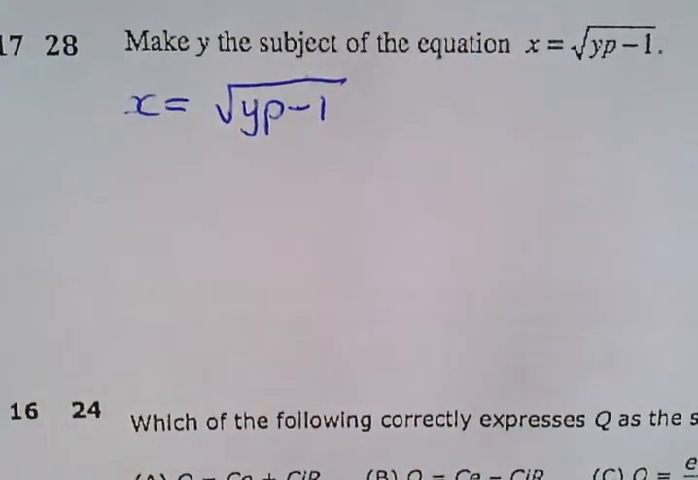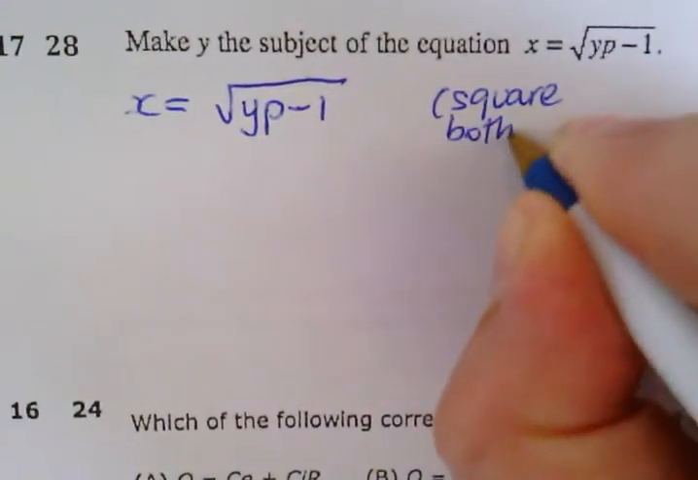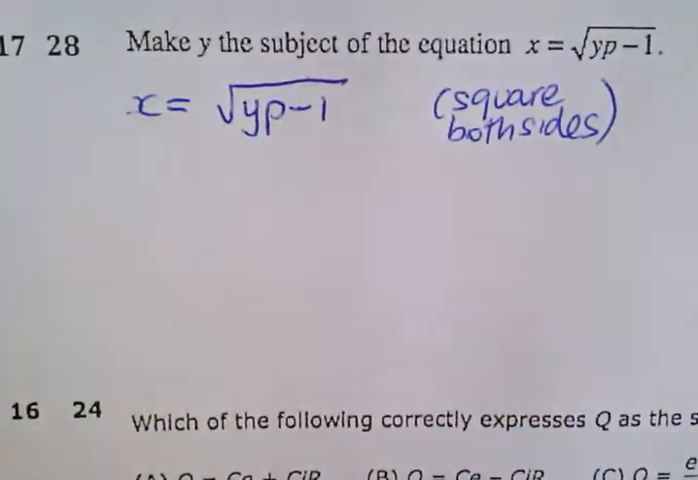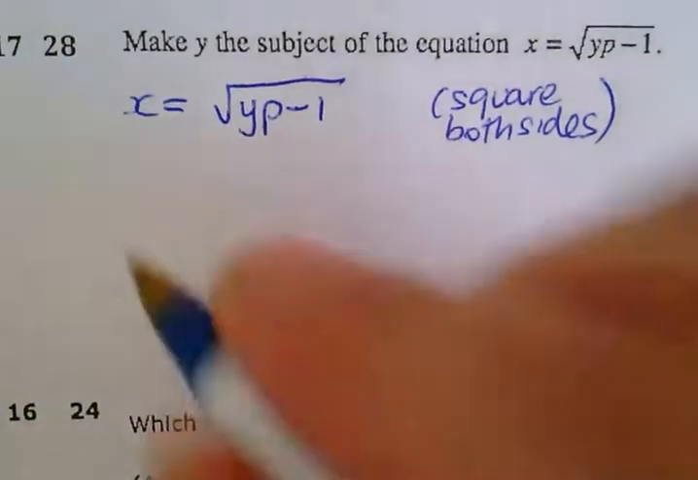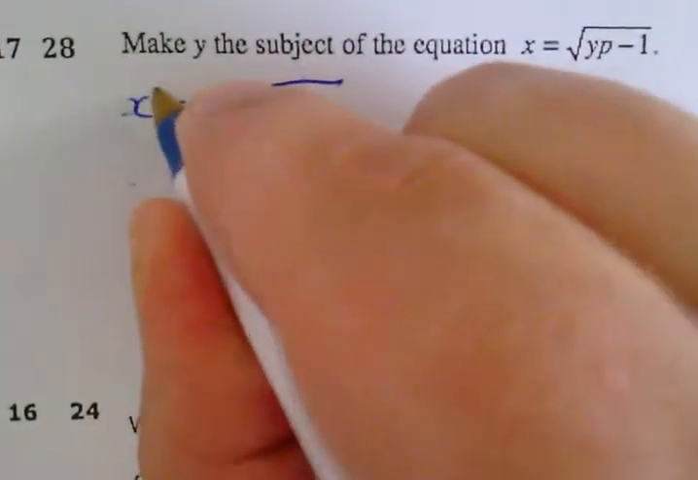So we need to do the inverse operation of square root, which is squaring. So what we do is we square both sides. So when you square both sides, what happens to the left? What do you get? So what we're really doing is squaring both sides.